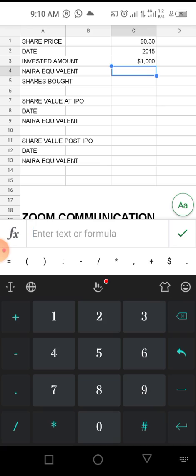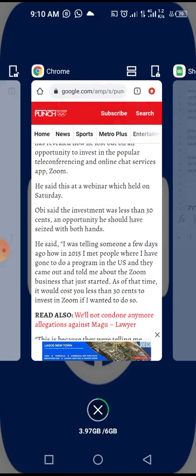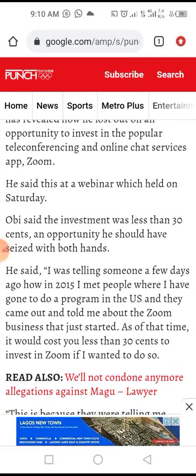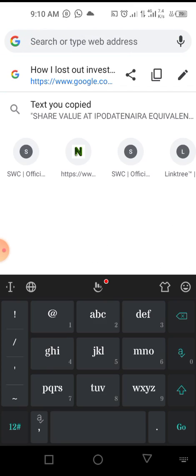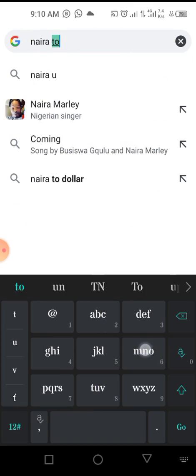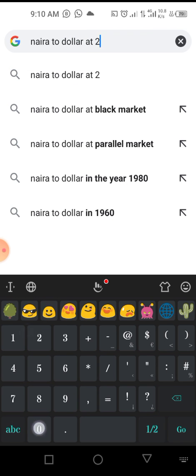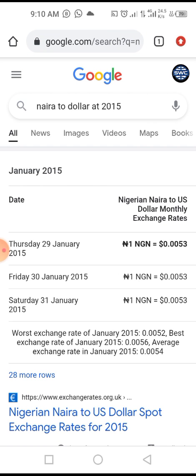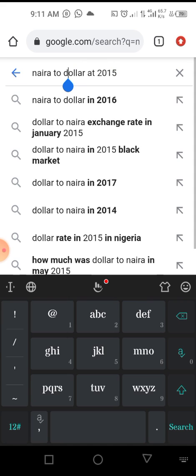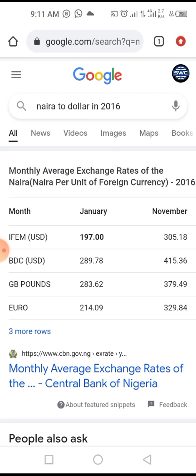Now, let us take, for example, Peter Obi had invested $1,000 into Zoom at that time. What would be the naira equivalent of $1,000 in 2015? Let's see, naira to dollar at 2015. Oh, okay. Let me use dollar to naira. This is showing naira to dollar, and that's not what I want. So let's say dollar to naira.